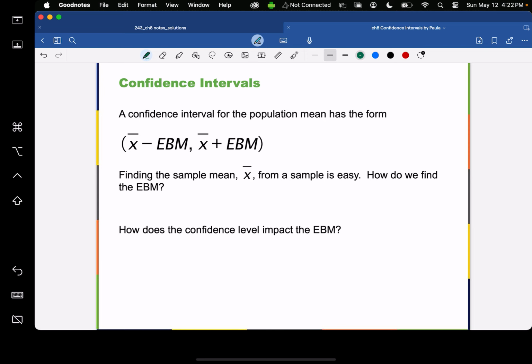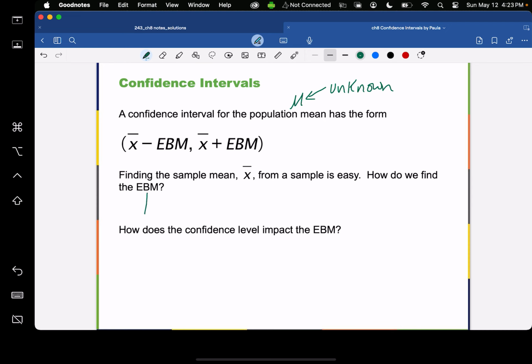A confidence interval for the population mean, which is mu, which is unknown, has the form X bar minus EBM, comma, X bar plus EBM. Finding the sample mean from a sample is easy. Add them all up and divide by n. How do we find the EBM?